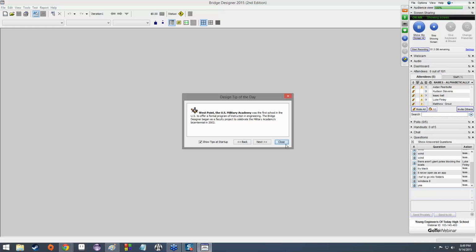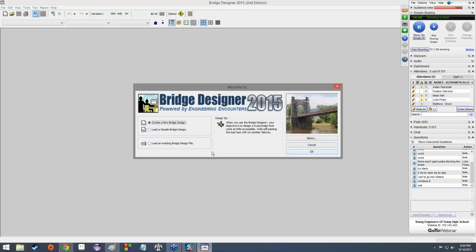Anyway, that's where the West Point comes from, as in West Point, the Military Academy. That usually comes up with tips, but that wasn't exactly a tip, that was just a thing. But you can just click close on that, and it'll bring you up a new thing. You've got create a new bridge design, or load a sample bridge design, or load an existing bridge design file. What we're going to do is create a new bridge design.